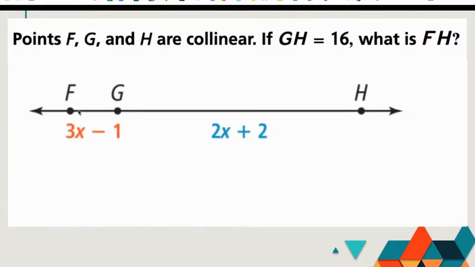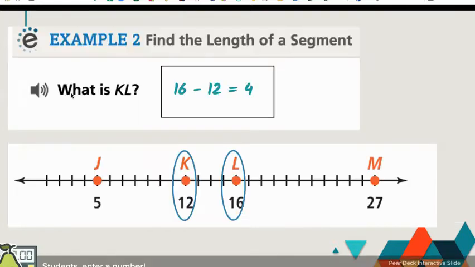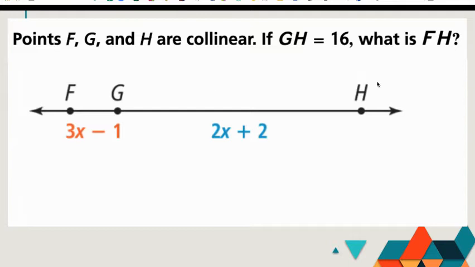Okay, now we have 3 segments here. Do you see them? We have FG, GH, and then we have the long one, FH. So we're given that they're all collinear and GH is 16. We want to know what FH is. That's this whole long thing.